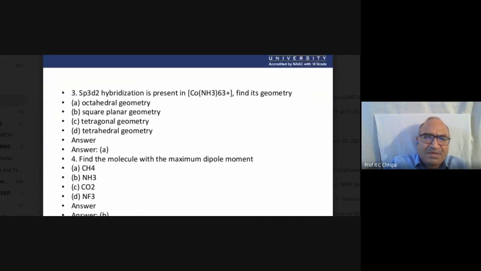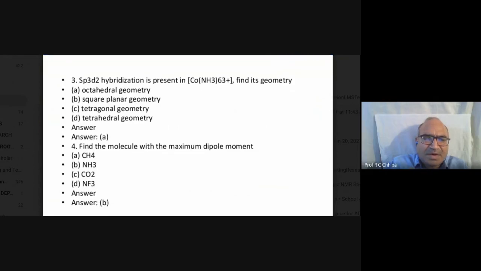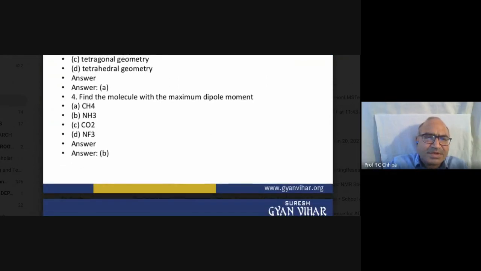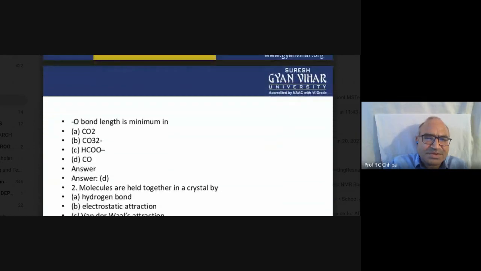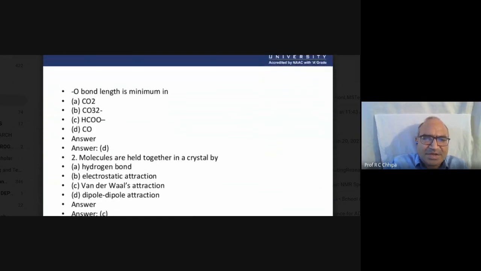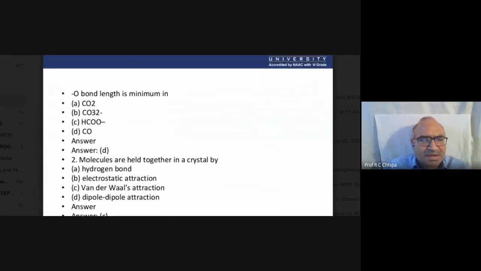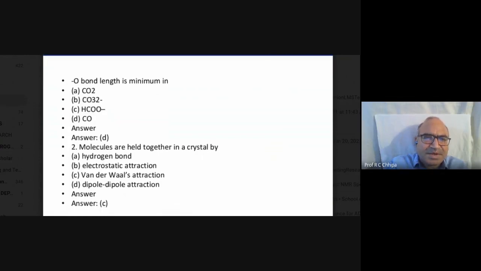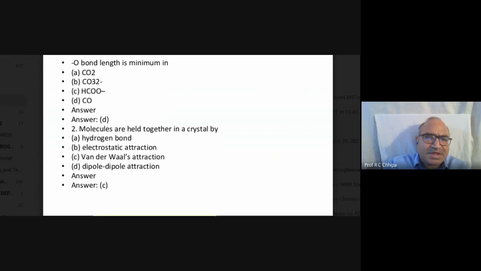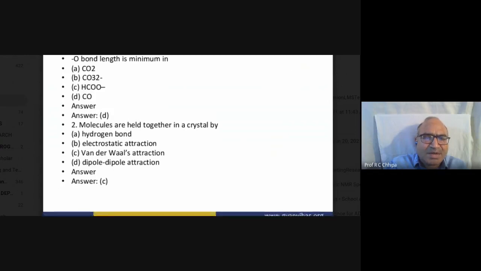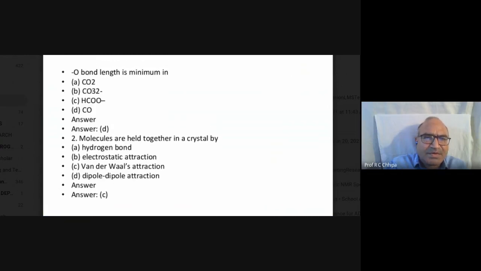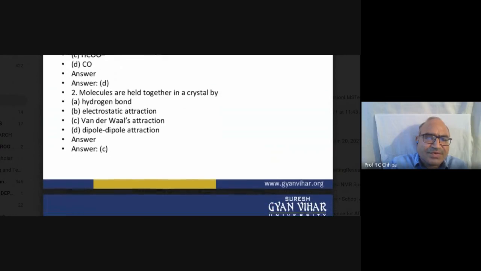So let's look at some examples of multiple choice questions. For example, where the oxygen bond length is minimum, that can be answered as carbon dioxide because of the covalent bonding of carbon. But here, the formation of the covalent bond. So these are a few questions.